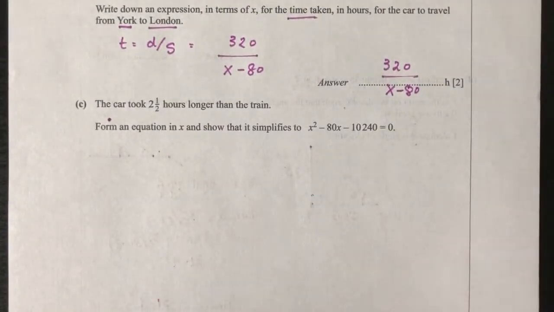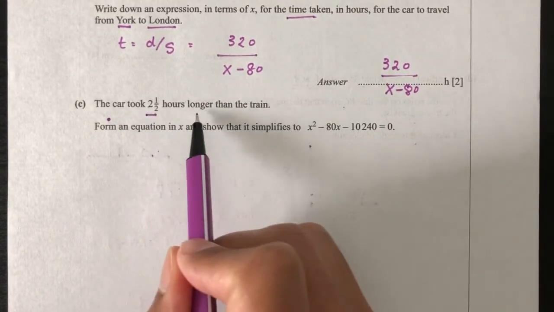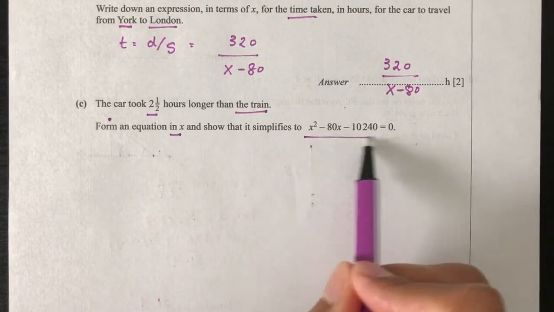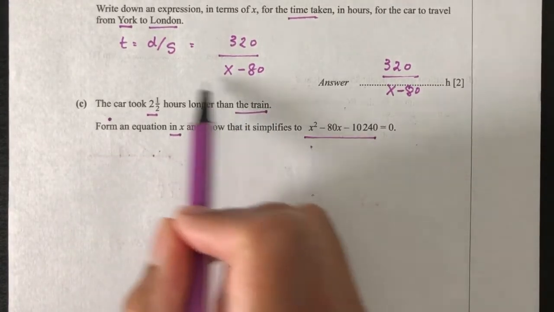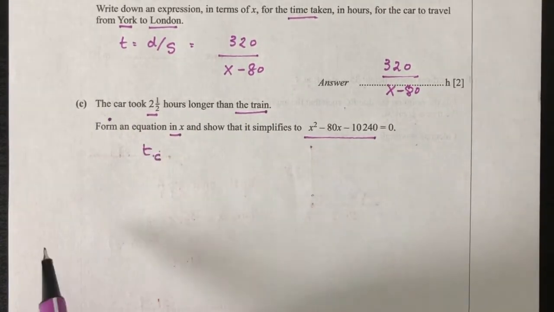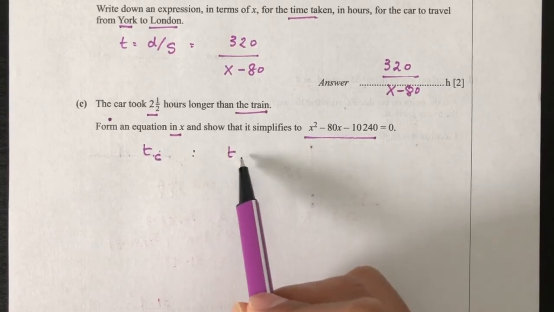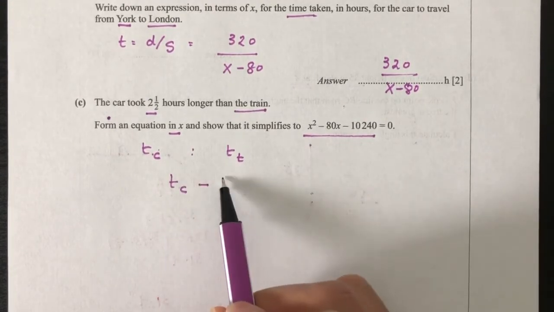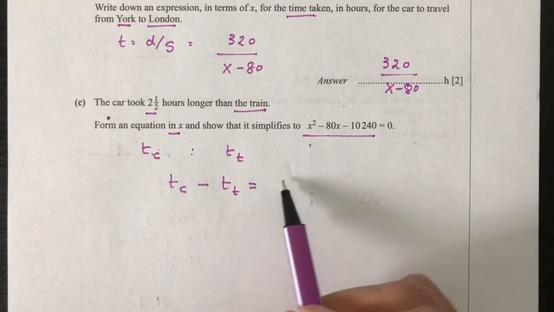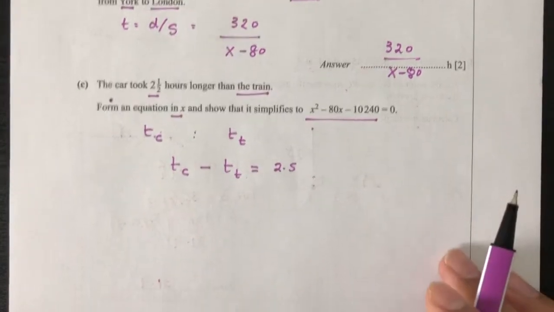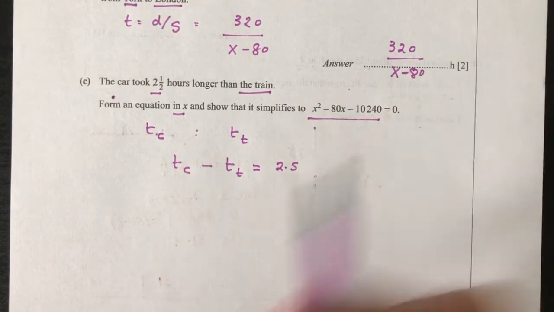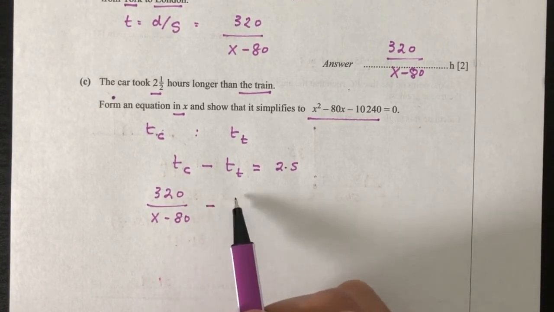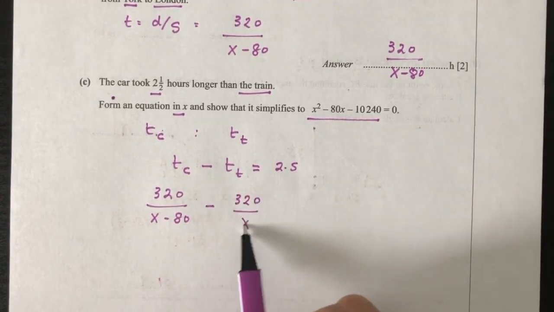Now moving on to part C. The car took 2.5 hours longer than the train. Form an equation in x and show that it simplifies to this. So we have to use this information. Let's say TC is time taken by car and TT is time taken by train. So we know that the time taken by car minus time taken by train is equal to 2.5 hours. So let's write this down. Time taken by car is 320 over x minus 80, minus time taken by train, which is 320 divided by x, is equal to 2.5.